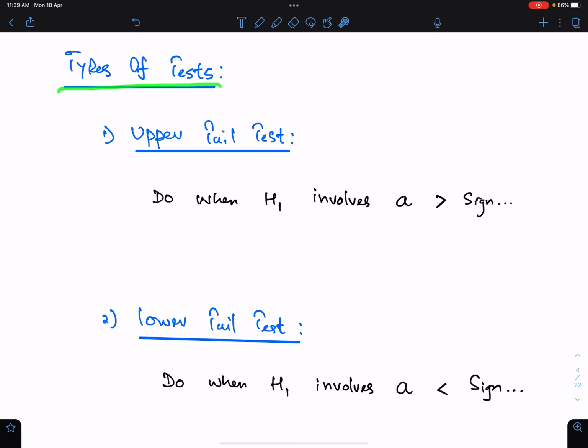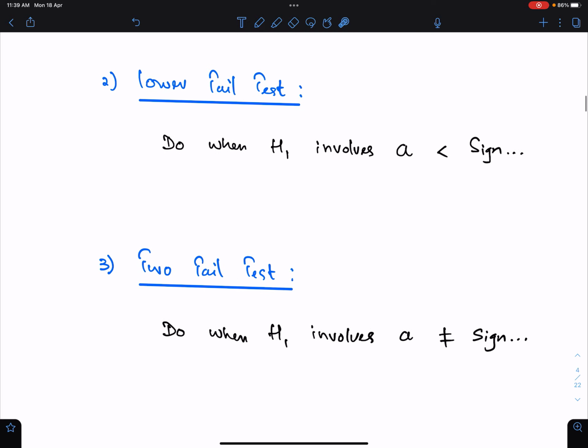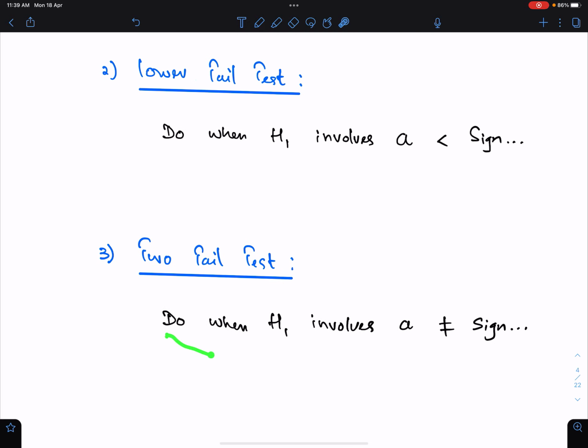Types of tests. There are three types of tests. Number one, the upper tail test. Do it when H1 involves a greater sign. Number two, the lower tail test. Do it when H1 involves a lesser sign. And number three, the two tail test. Do it when H1 involves a not equal sign.